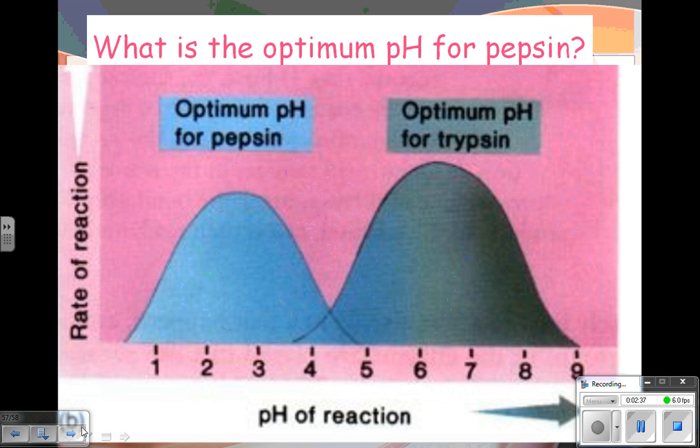Here's a type of question that you might get on the MCAS. What is the optimum pH for pepsin? And so here's pepsin. This is showing you the rate of reaction with a higher, there's an arrow up, so the highest reaction rate would be up as high as you can get. And so the optimum pH, let's follow it down to about here. And so that would be pH 2.6 maybe.